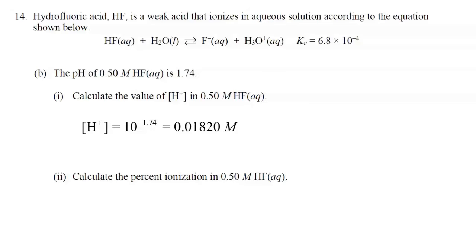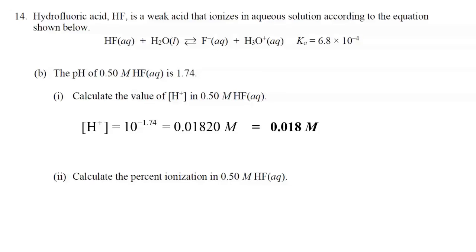0.01820. Since the pH 1.74 has two significant digits, because we're only counting the digits to the right of the decimal, to round off our concentration to two significant digits gives us an answer of 0.018 moles per liter. Now that we know the concentration of H+ in this hydrofluoric acid solution, we can calculate the percent ionization.